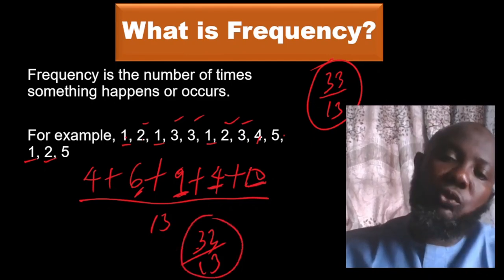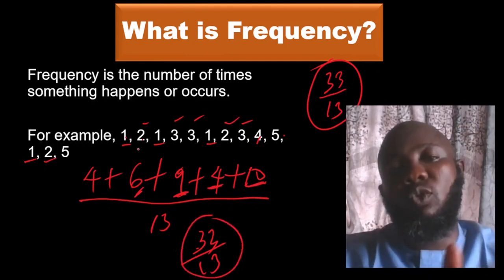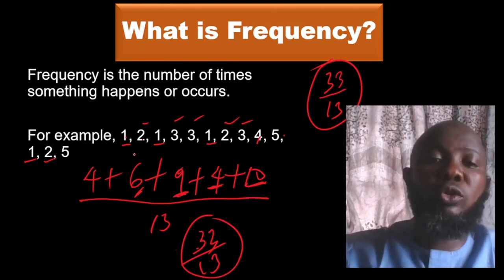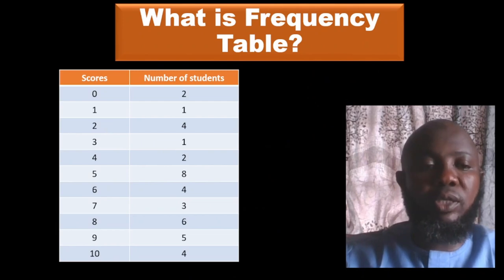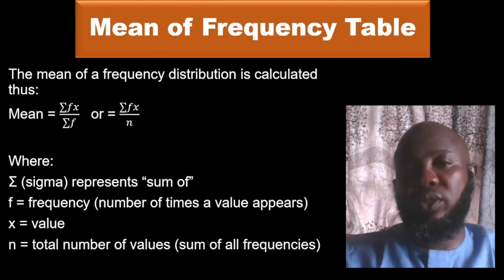So that is what we are introducing. Instead of adding it one by one, just make use of a particular formula that will help you to get the answer straightforward. I hope this is clear. So let's move to that aspect now. So this is a frequency table. So let's now look at the mean of a frequency table.